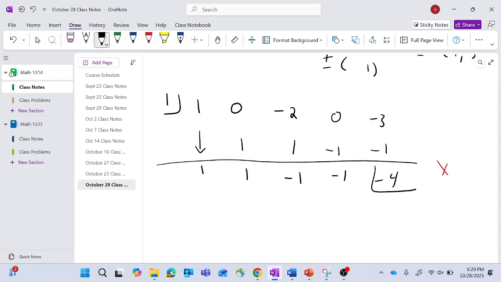Is everyone with me? Are we good? All right. Now let's go on to negative 1. 1, 0, negative 2, 0, and negative 3.